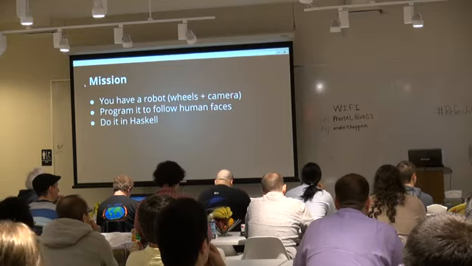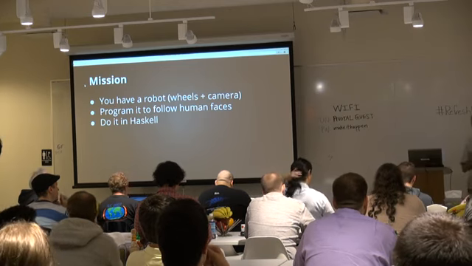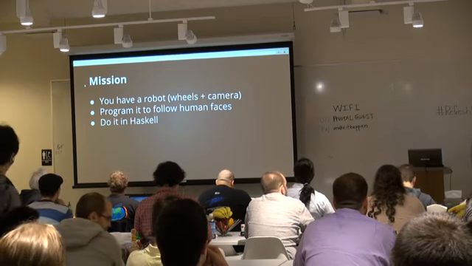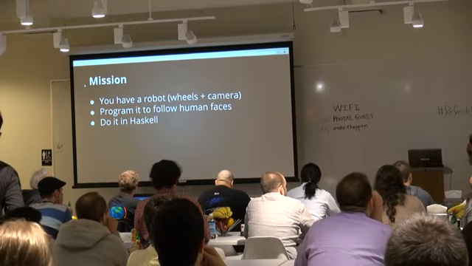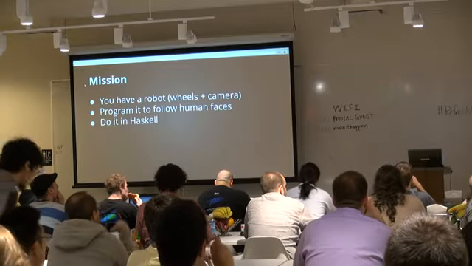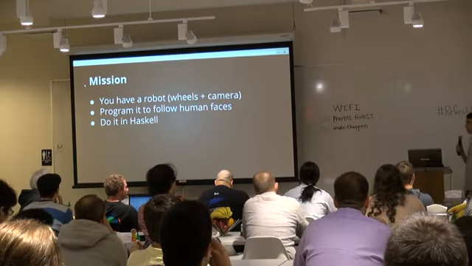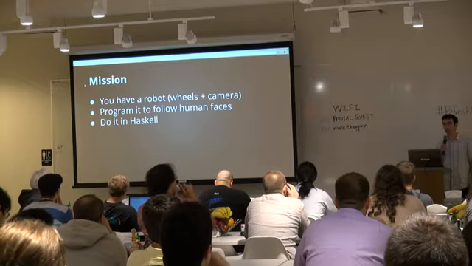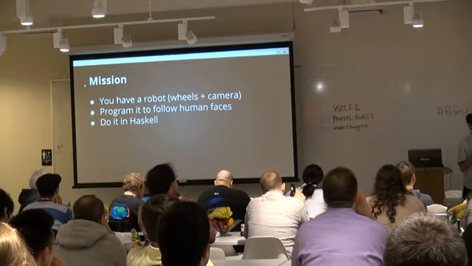So we have a mission. We have this robot that we got as a present, and it has wheels and a camera, and we want to make it chase people because we're kind of mean. And specifically non-Haskell programmers, but that's like too complicated. So the main challenge, besides the usual challenges that we faced in robotics, is how to do it in Haskell.